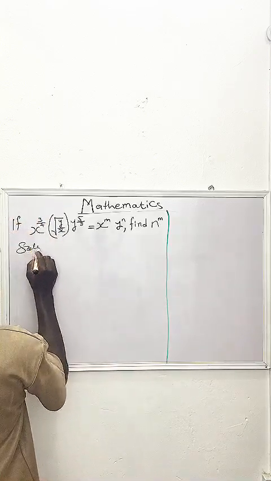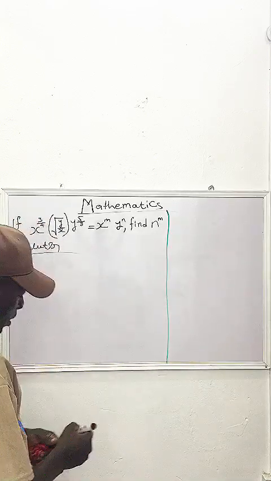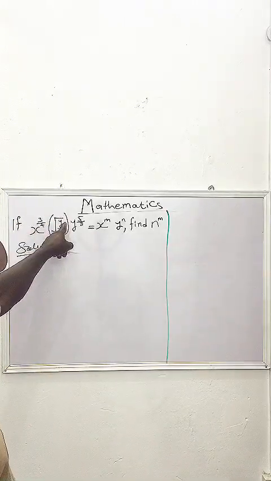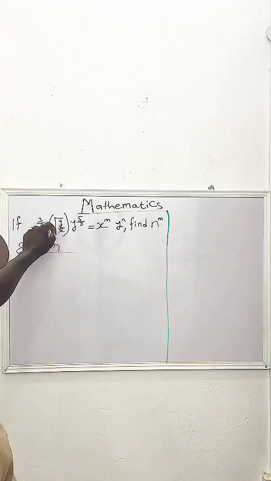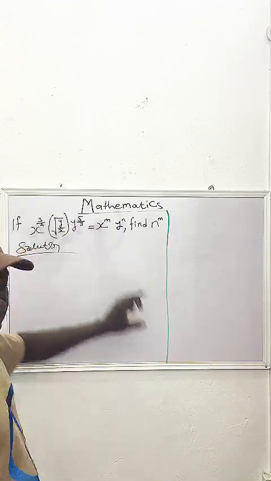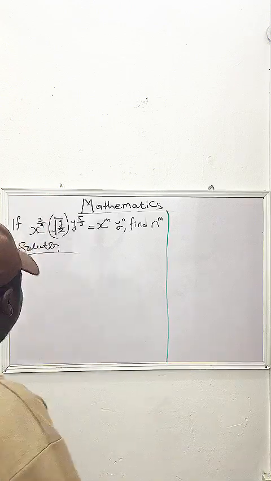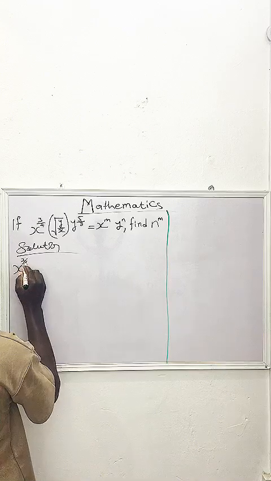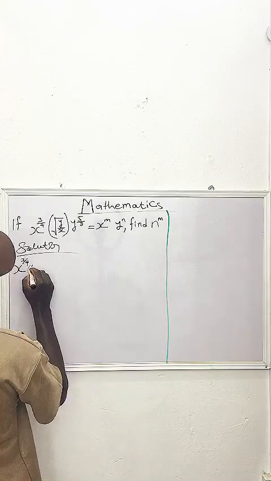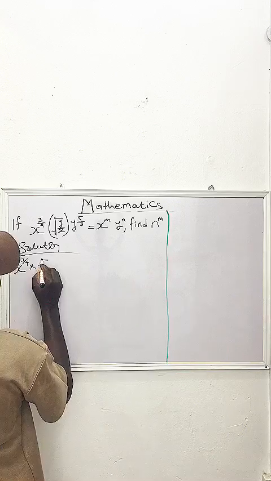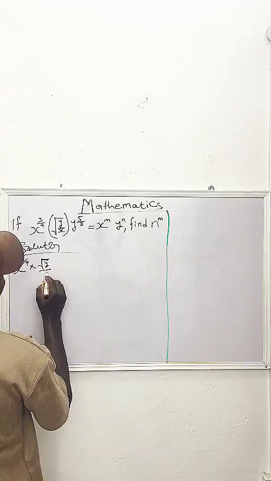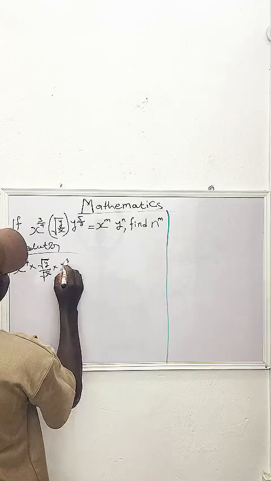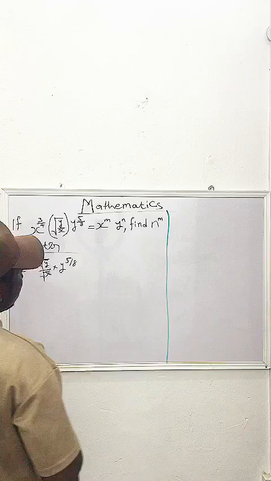Solution. You will agree with me that this fraction here, the numerator and the denominator, both share a common root. So we are going to split them. So let's proceed. This becomes x raised to the power 3 over 4 multiplied by the square root of y, all over the square root of x multiplied by y raised to the power 5 over 8.